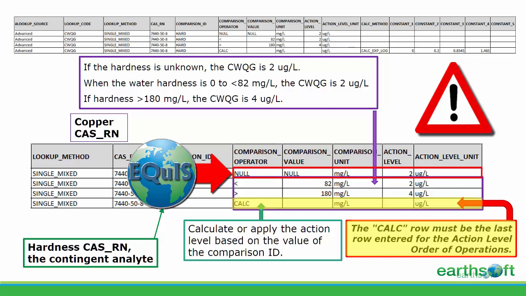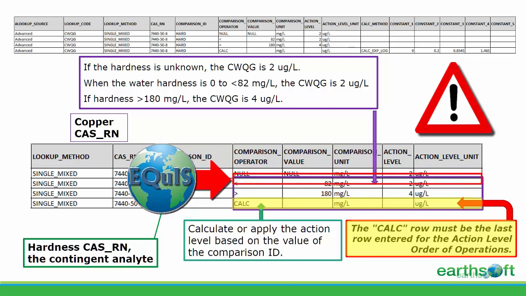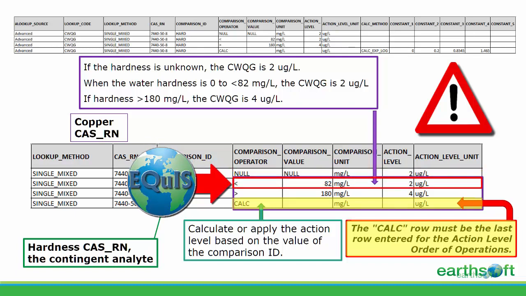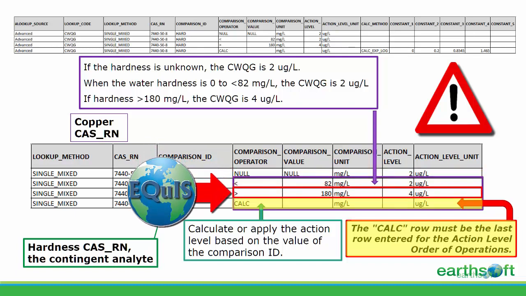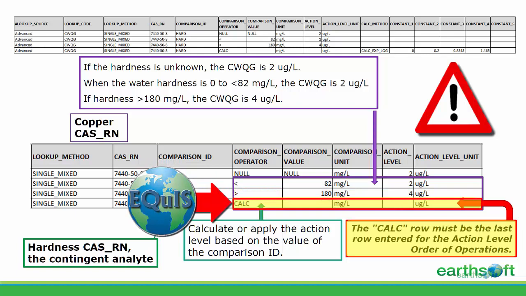I have data, so I can skip this line. We're good with that. Is my value less than 82? No. Nope, I can keep going. Is my value greater than 180? No. No, I can keep going. And then it'll finally get to that fourth record and say, oh, my data is somewhere between 82 and 180. I know how to apply that action level. It needs to be calculated. Okay. So how does it calculate that? That comes in the next step.